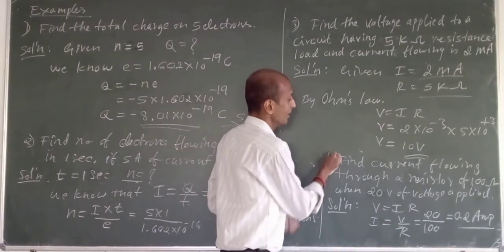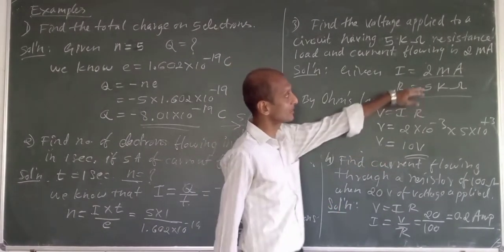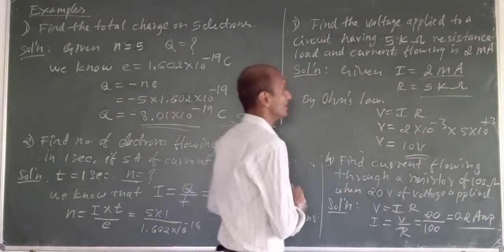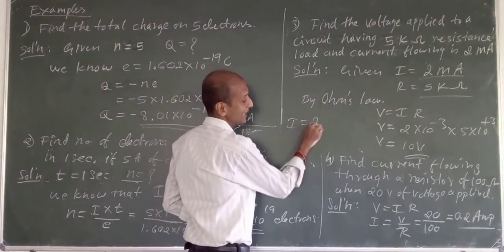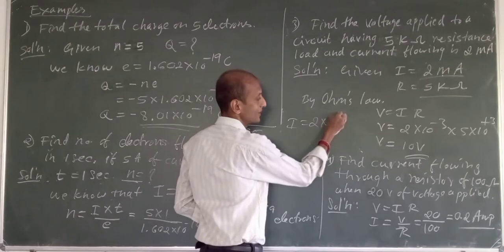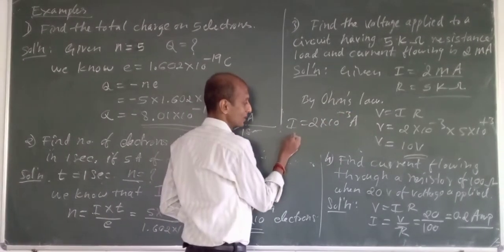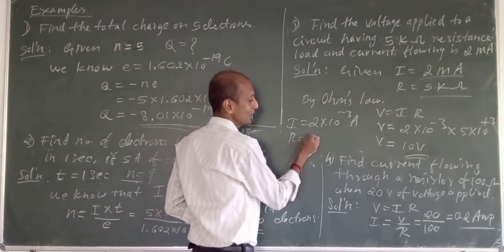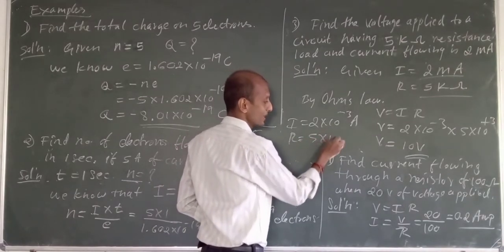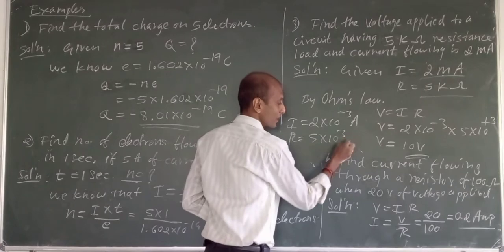Now we will see. Current is 2 milliamperes. That means 2 into 10 power minus 3 amperes. And resistance R is equal to 5 kilo ohms. 5 into kilo means 10 power plus 3 ohms.